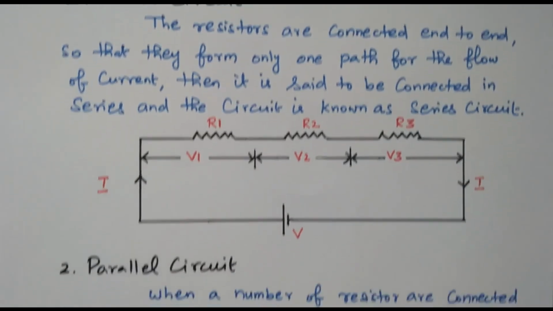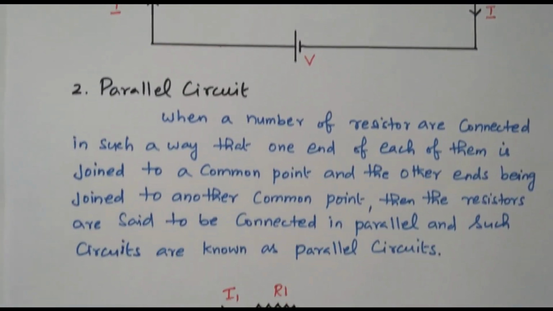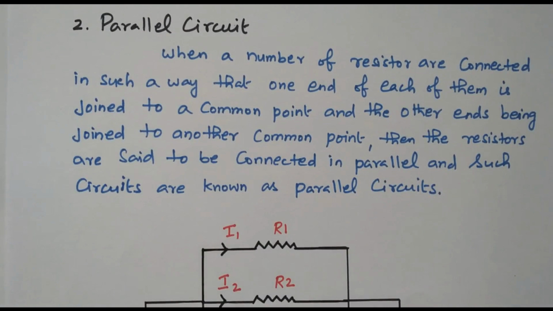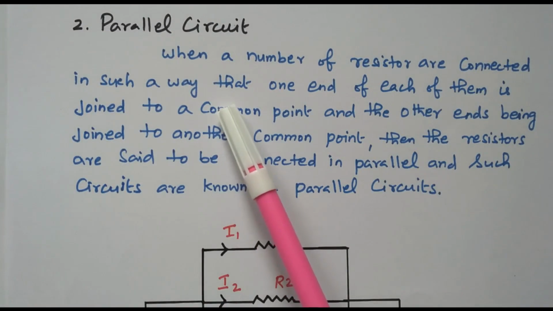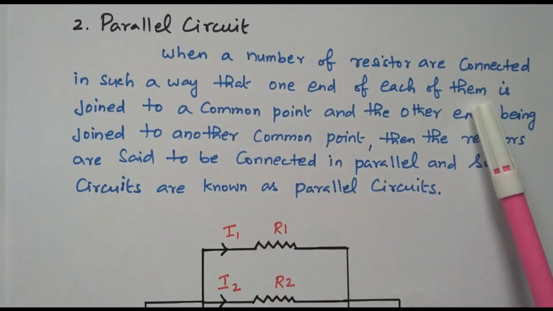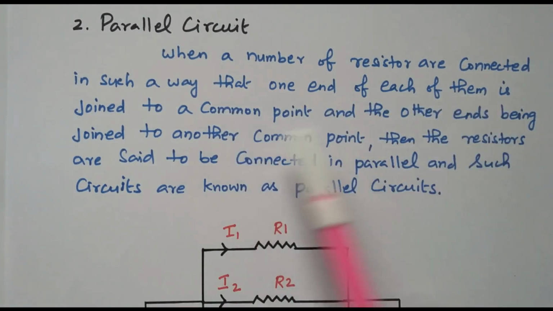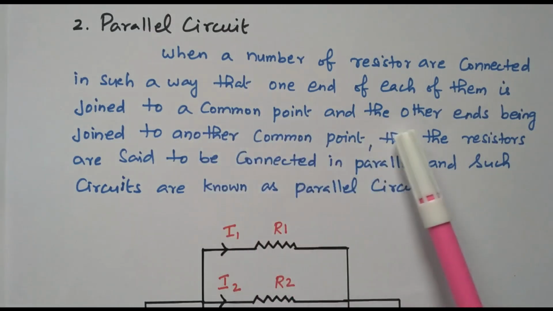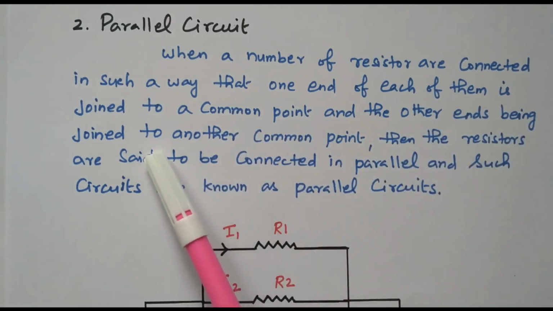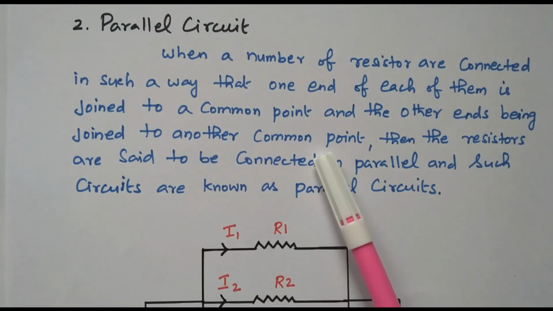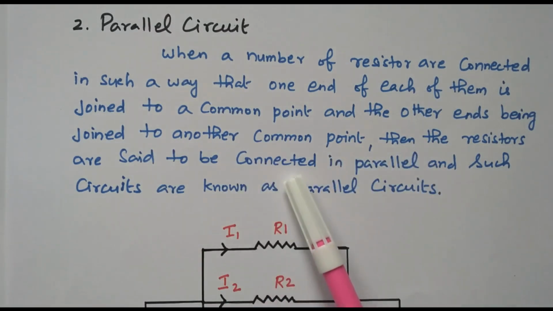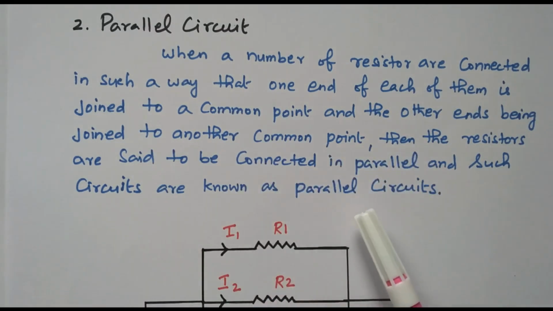Now we'll go to the parallel circuit. What will happen in the parallel circuit? So when a number of resistors are connected in such a way that one end of these resistors is connected to a common point and the other end of these resistors is connected to another common point, then it is known as connected in parallel. Such a circuit is called parallel circuit.